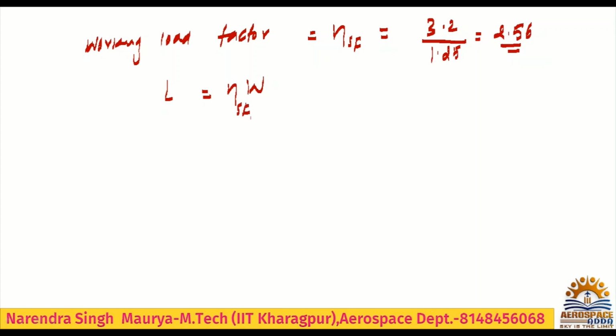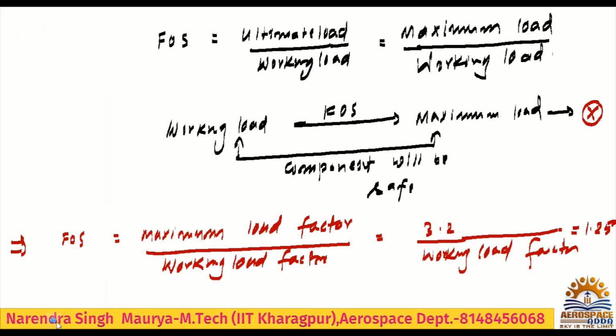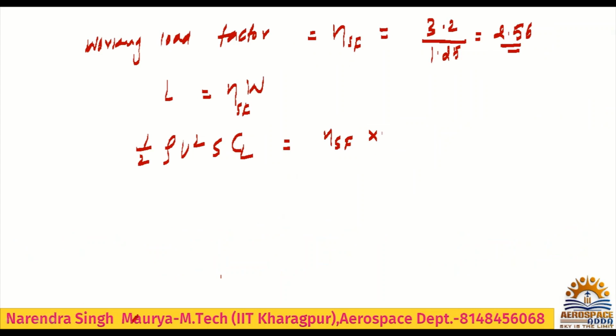Hope you understood. Now you can equate this and write all the formula: half rho V square S into CL, and n SF into weight. Weight they have given, mass they have given, and G also they have given. So we'll write all the values. W they have given, so we'll write mg.